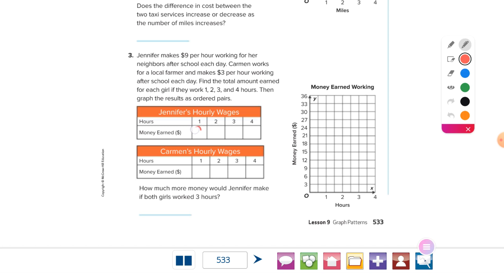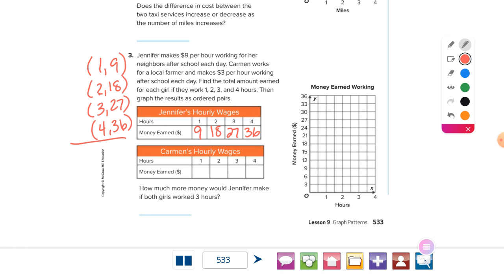1, 9. Okay, so I'm going to go ahead and write these as you're saying them. 2, 18. So 2, 18. Keep going. 3, 27. Okay. 4, 36. Okay, good job. Let's go ahead and do Jennifer's dots.